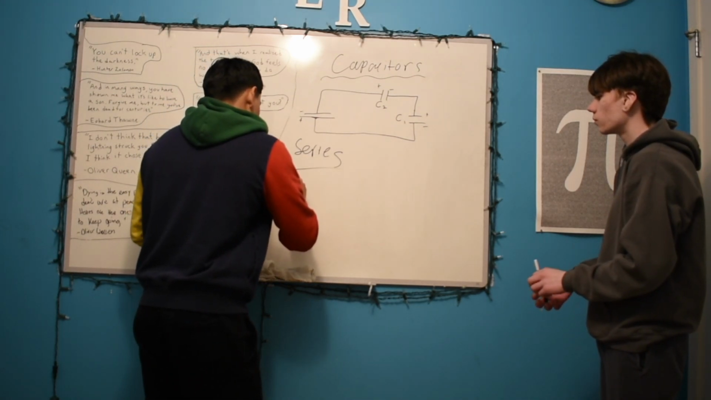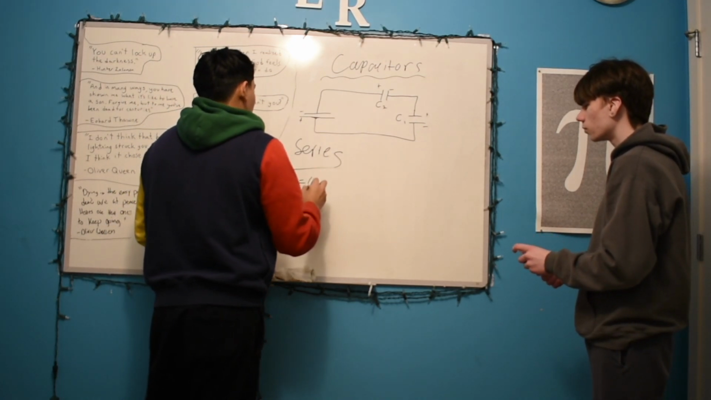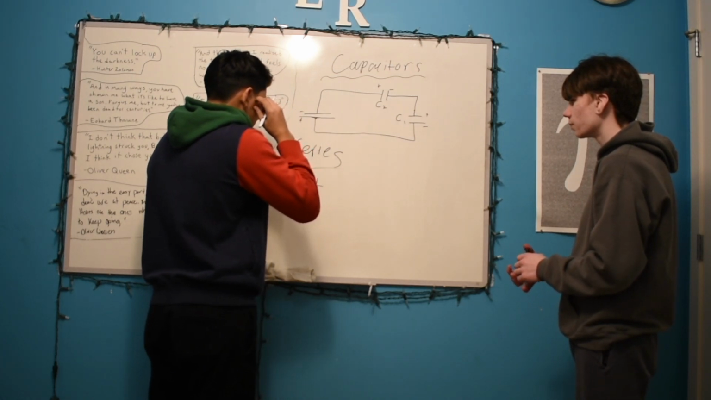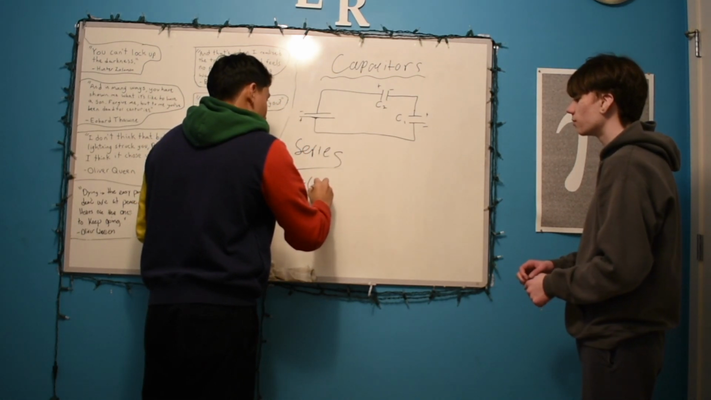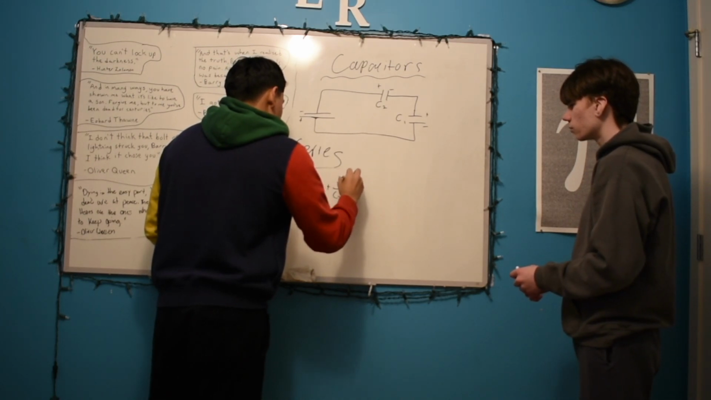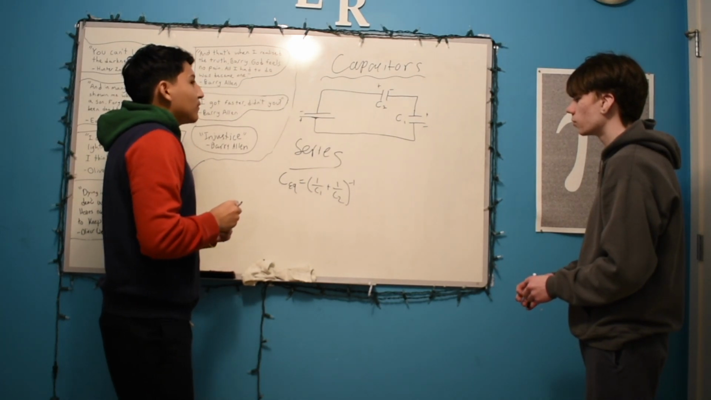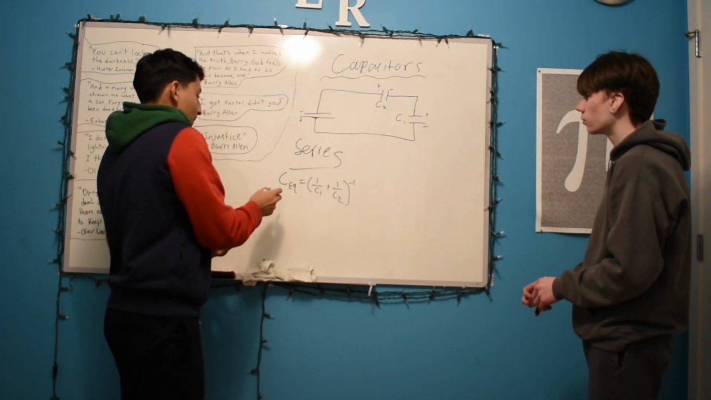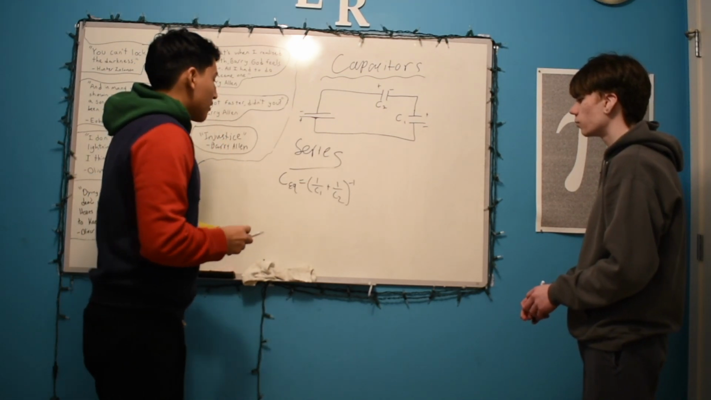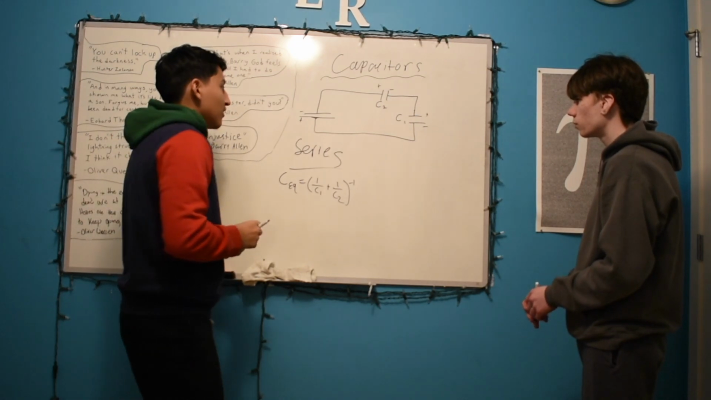The total is equal to what it would be for resistors in parallel. So it would be, in this case, 1 over C1 plus 1 over C2, to the negative 1, which when comparing to the resistor, it would just be R1 plus R2. So this is basically the opposite of the equation for resistors.